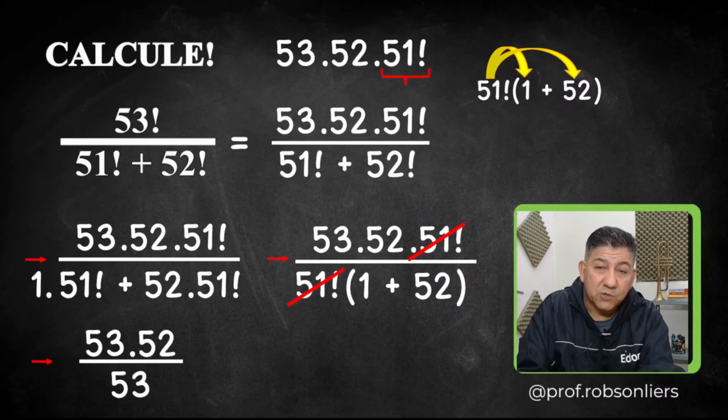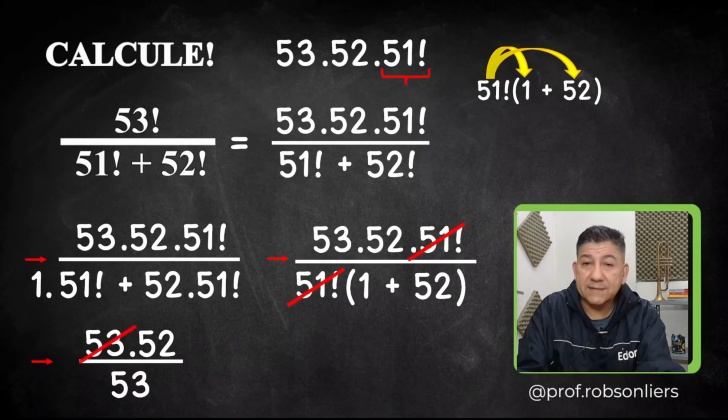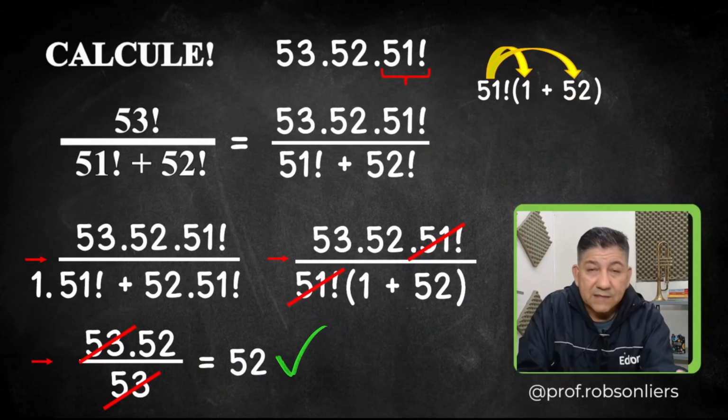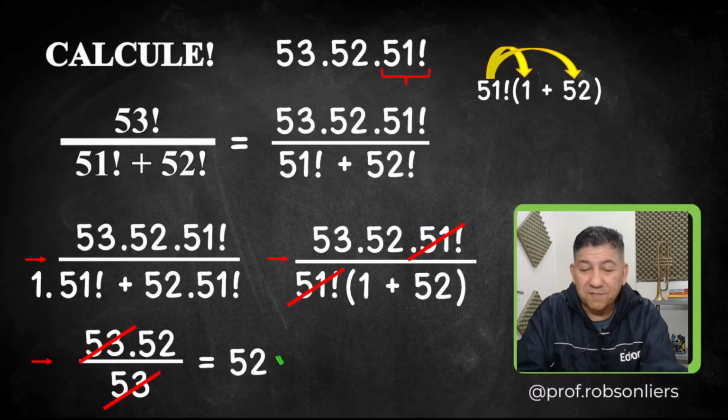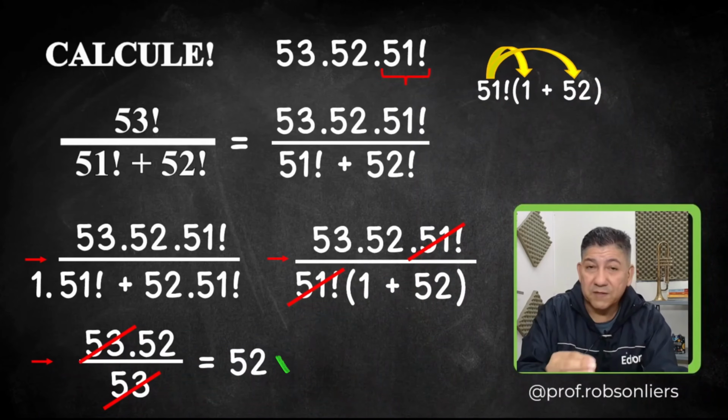Since on top it's a multiplication, I said you can only simplify when we have a multiplication. Look, on top it's a multiplication. So I can simplify the 53 on top with the 53 on the bottom. What's left? What's left is 52. So the result of this calculation, look, 53 factorial divided by 51 factorial plus 52 factorial is equal to 52. See how factorials aren't that complicated? The secret is to factor the smaller factorial and simplify.